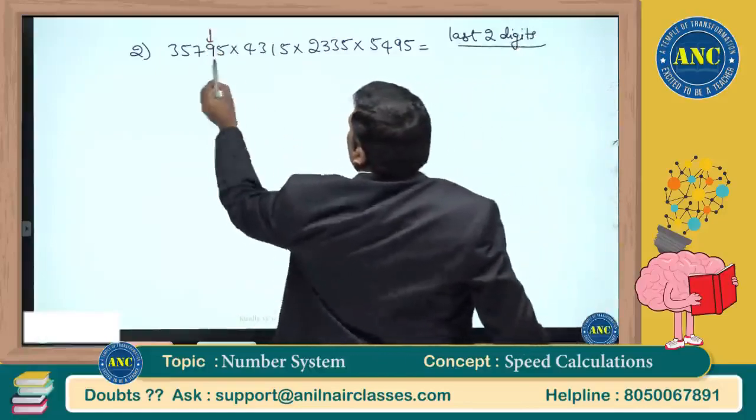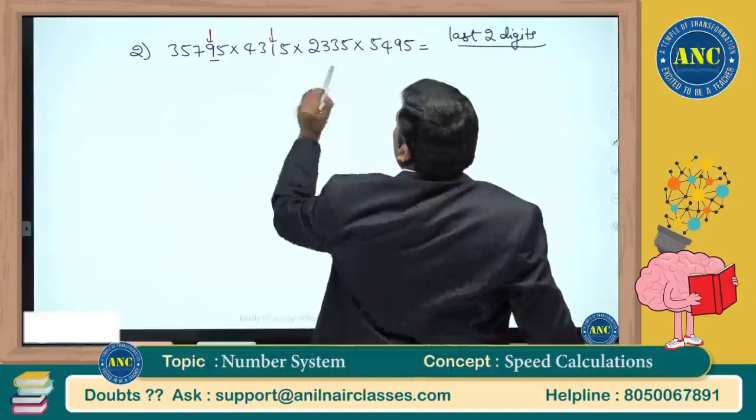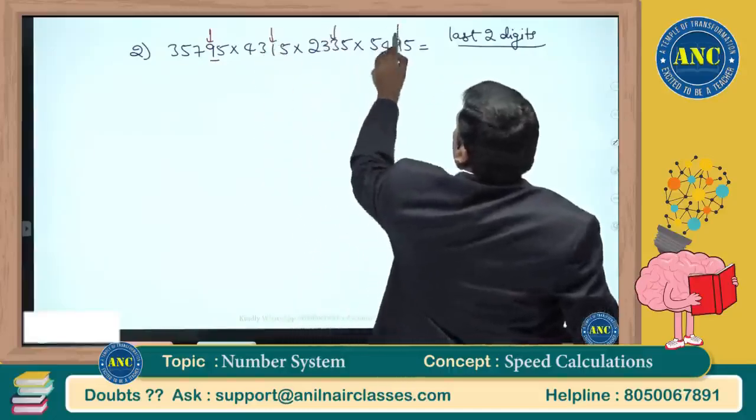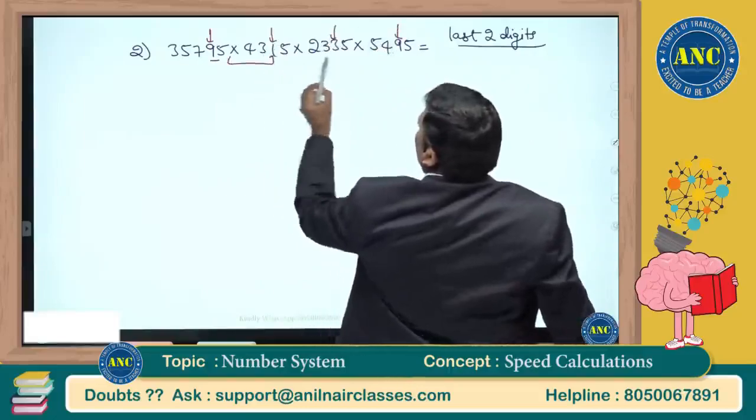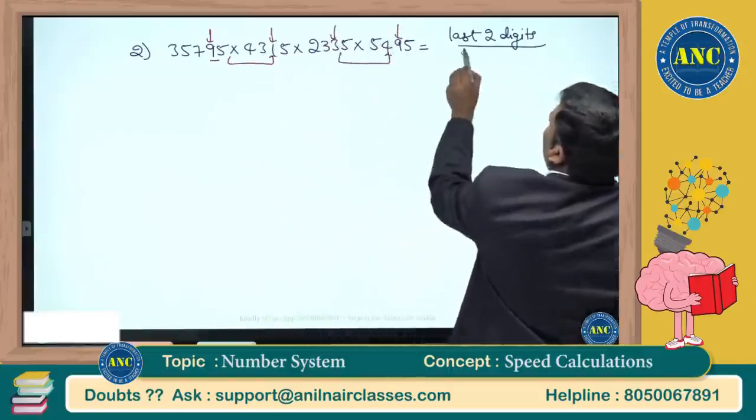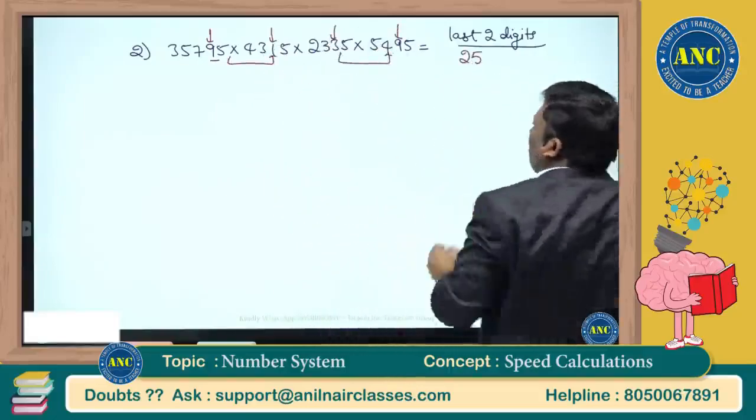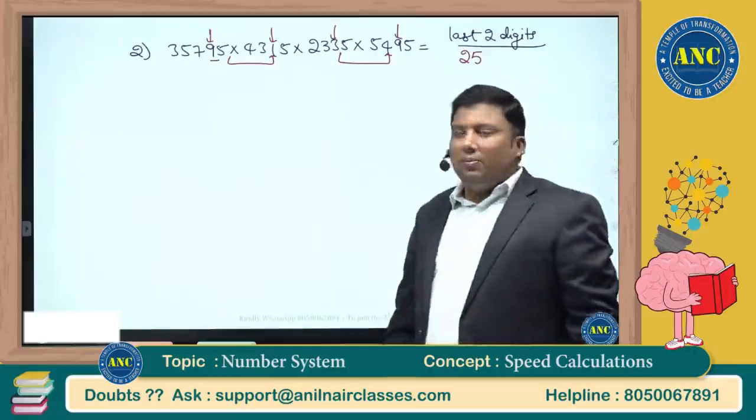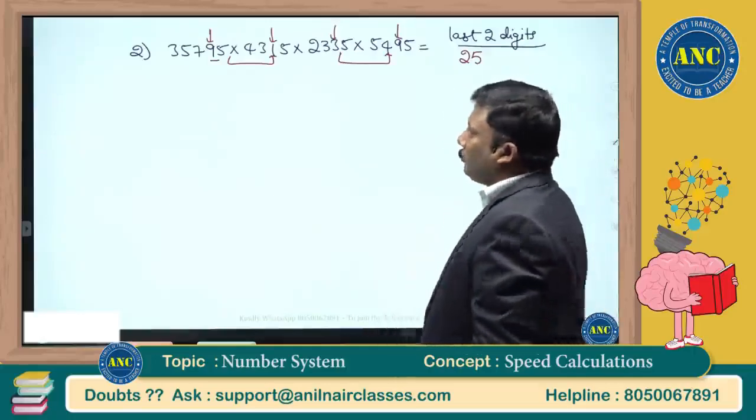3579, only tens place. It is odd. Odd 5 into odd 5, 25. 25 into 25. Answer is nothing but 25.